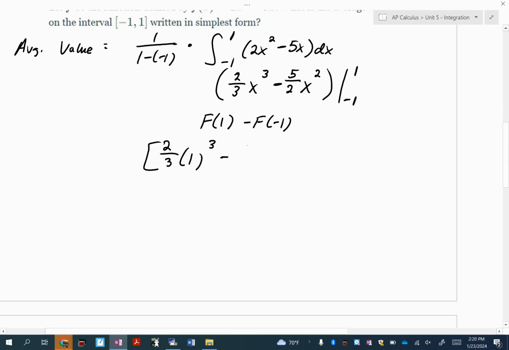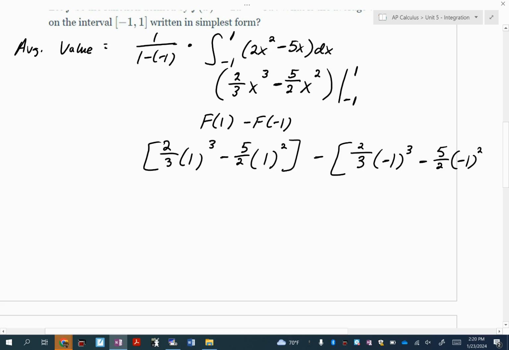Minus 5/2 times 1 squared. All of that minus 2/3 times negative 1 cubed minus 5/2 times negative 1 squared.